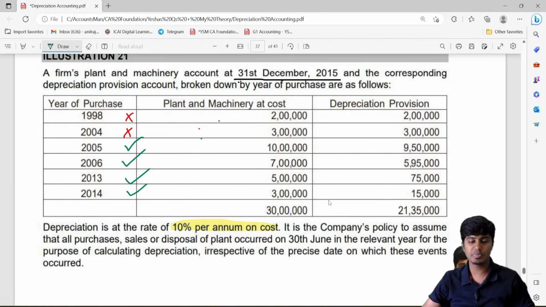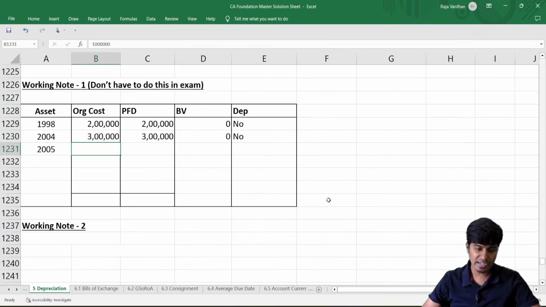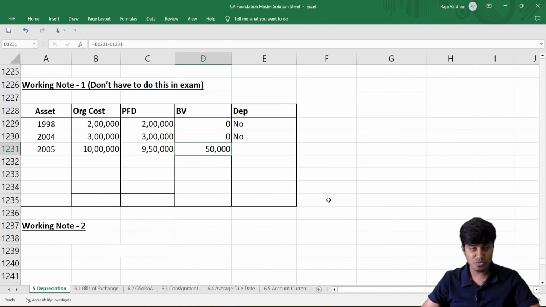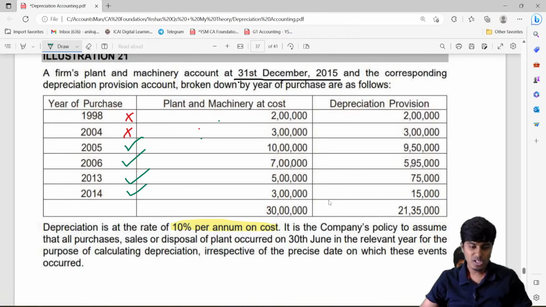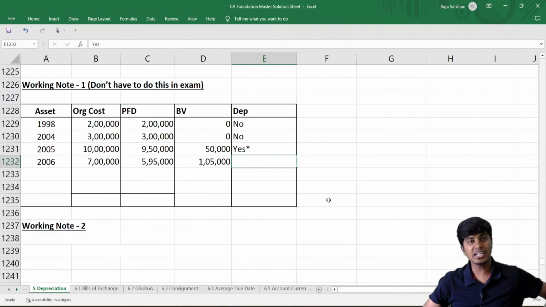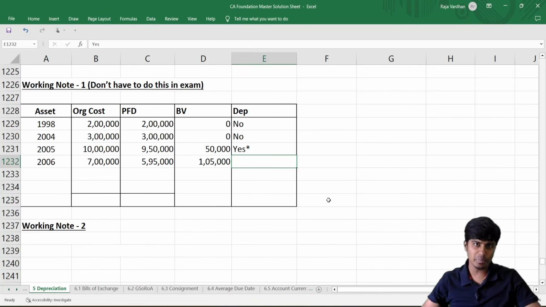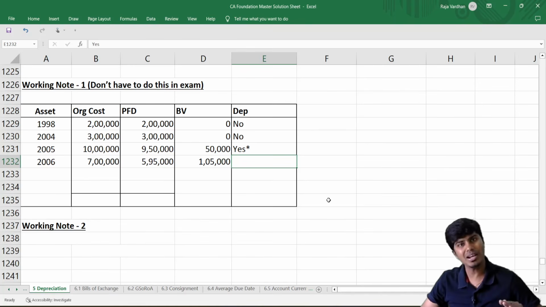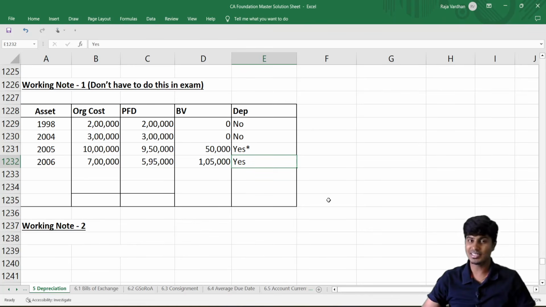Let us go to the asset which was purchased in 2005: 10 lakh and 9 lakh 50,000. Book value is 50,000. Depreciation can be provided, but it is conditional. I put a star mark there. It cannot exceed 50,000. The 2006 asset: 7 lakh and 5 lakh 95,000. In this asset there is still 1 lakh 5,000 left. Current year, even if you provide 10% depreciation on 7 lakh, which is 70,000, still you will be left with 35,000. So this year you can provide full depreciation. The subsequent year you can provide half depreciation, that is 70,000 divided by 2, 35,000, which totals to 1 lakh 5,000.